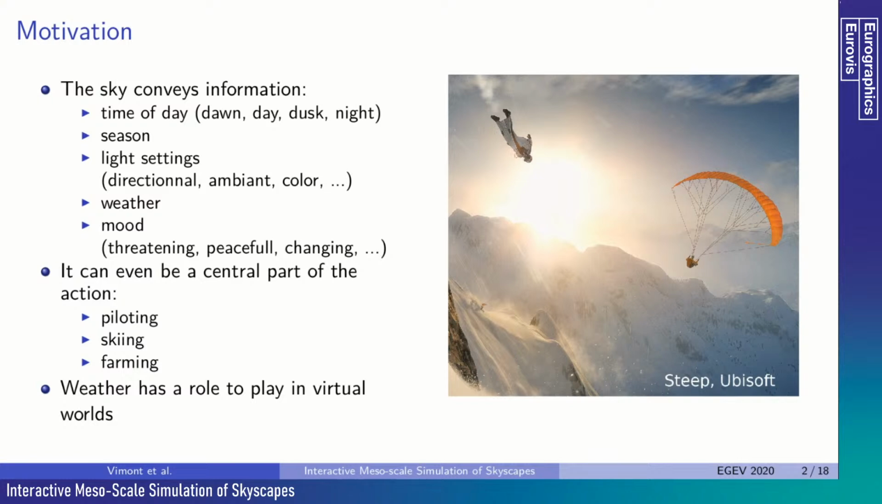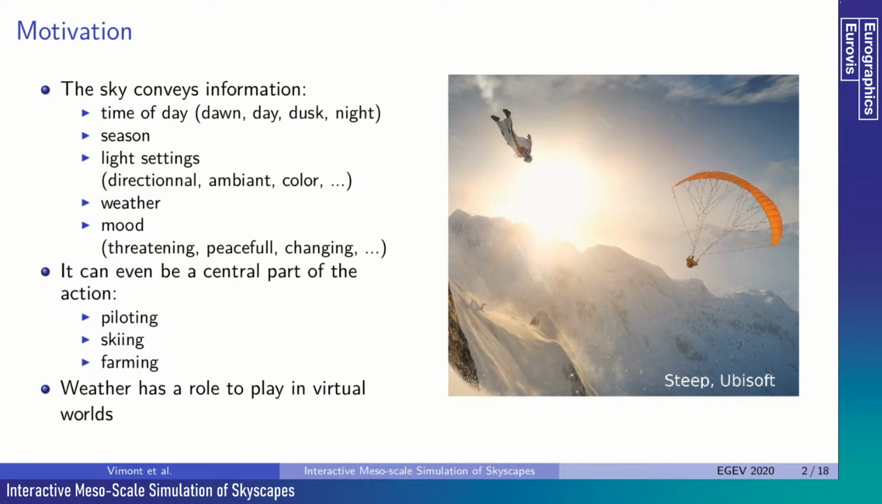For instance, on a sunny day, the lighting is very direct, creating sharp shadows and strong color contrasts. On the other hand, an overcast day sheds a more diffuse and dimmer light. As such, it participates in the mood of a virtual scene. Beyond that, if you use your virtual world for simulating activities such as piloting, skiing or farming, which are very weather-dependent, weather plays a central role there. As we see here, skyscapes, and most importantly weather, deserves our attention in virtual world.